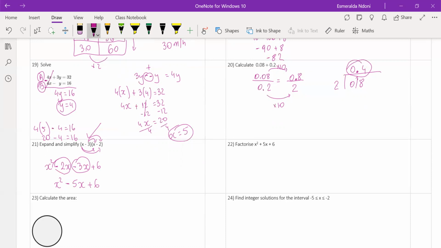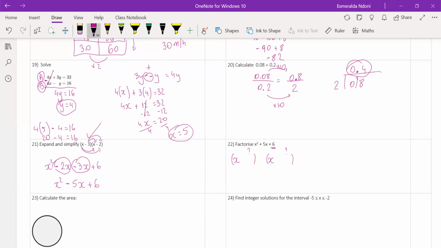Question 22. Factorize. To factorize, it means to make brackets. Because we have an x squared, we knew that there were x's in both of them, because when we multiply them, they have to give you an x squared. Now we need to find these two numbers. They go here and there.